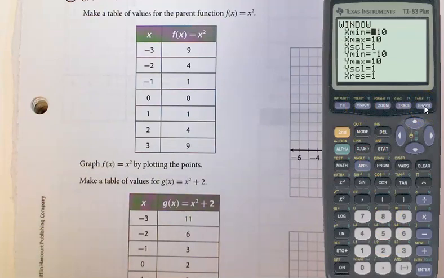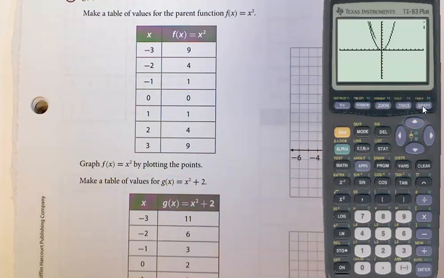All right, so when I hit graph, the first parabola is going to be the parent function, and then the second one is going to be our translated function, which is this one right here. Parent function and new one. If you look really carefully, you can see that it's been translated up 2 units. Okay, it's the same parabola, they've just taken the whole thing and shifted it up. So the vertex now sits at (0, 2) rather than at (0, 0).